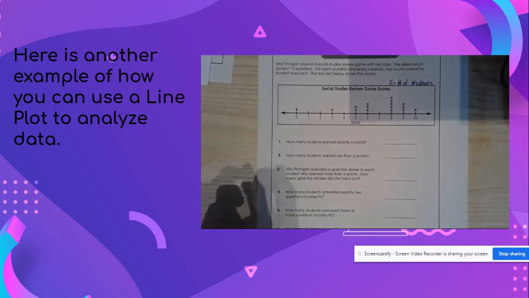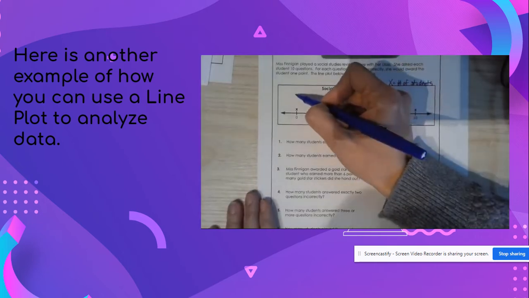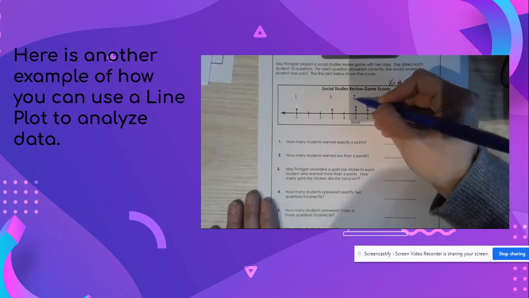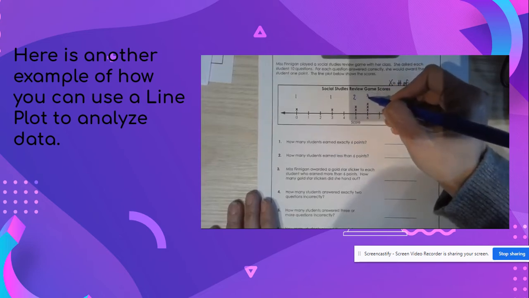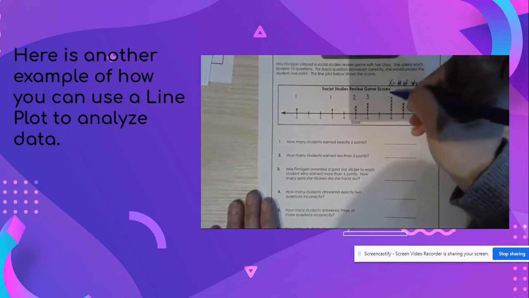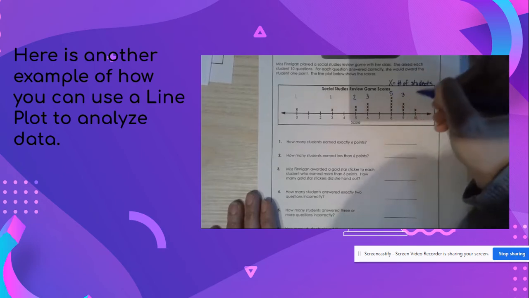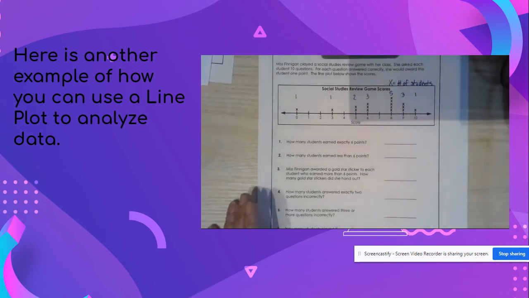Before we get started, we can think about how many students received each score. We have 1 student here, 1 student here, 2 students, then 3 students that scored 6 points, and then we have 5 students, 3, and 1 student. Doing that will help us analyze the data a lot quicker.